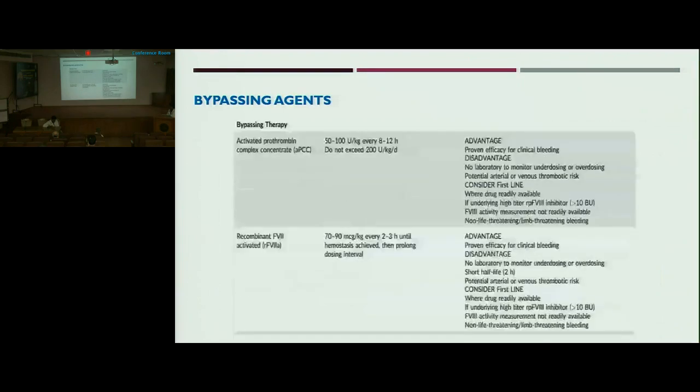Second line will be the bypassing agents. We have FEIBA and NovoSeven. Both can be given in non-life-threatening and limb-threatening bleeding. It can be used in patients with antibodies against porcine factor 8, and recombinant protein factor 8 antibodies also. The disadvantage is that there is no laboratory test to monitor underdosing or overdosing of the drug.